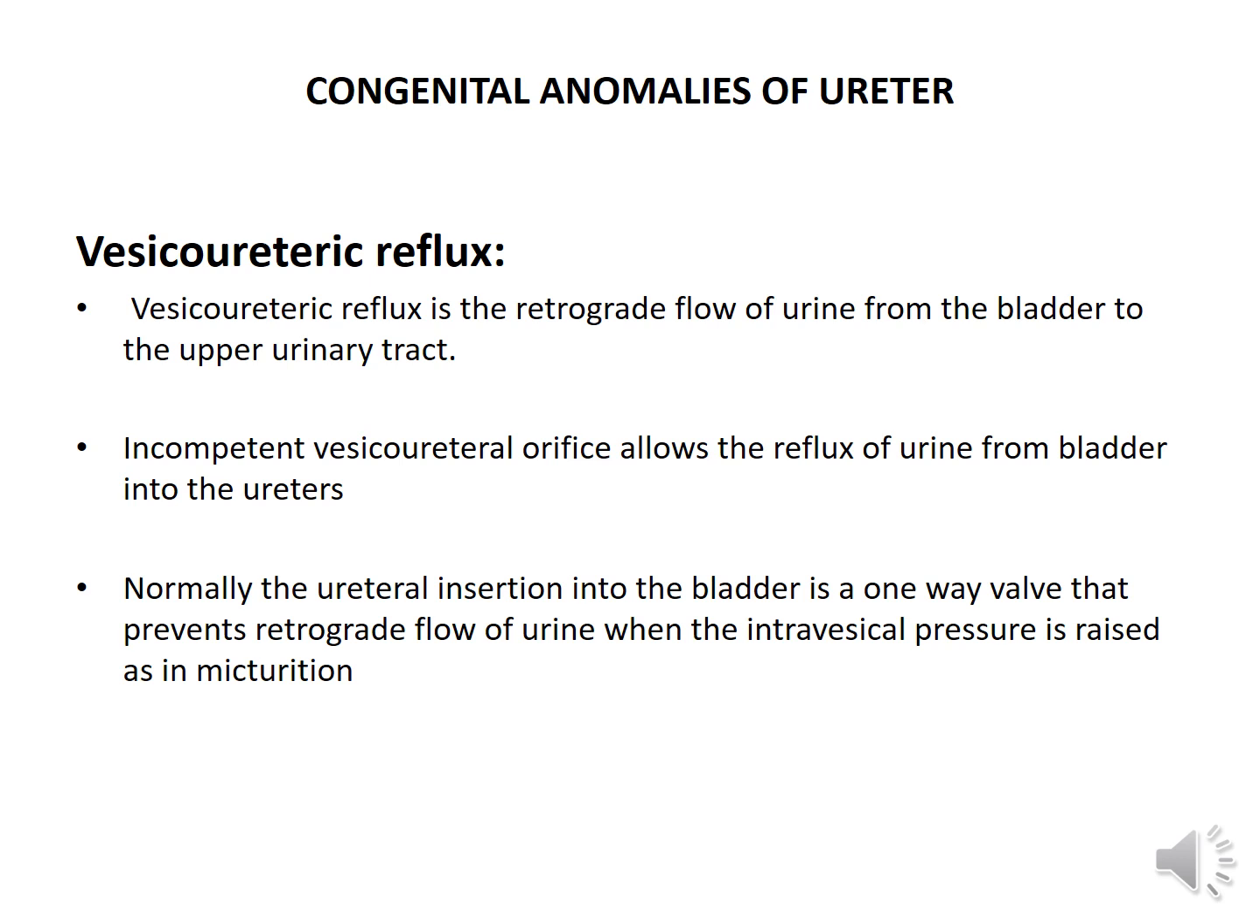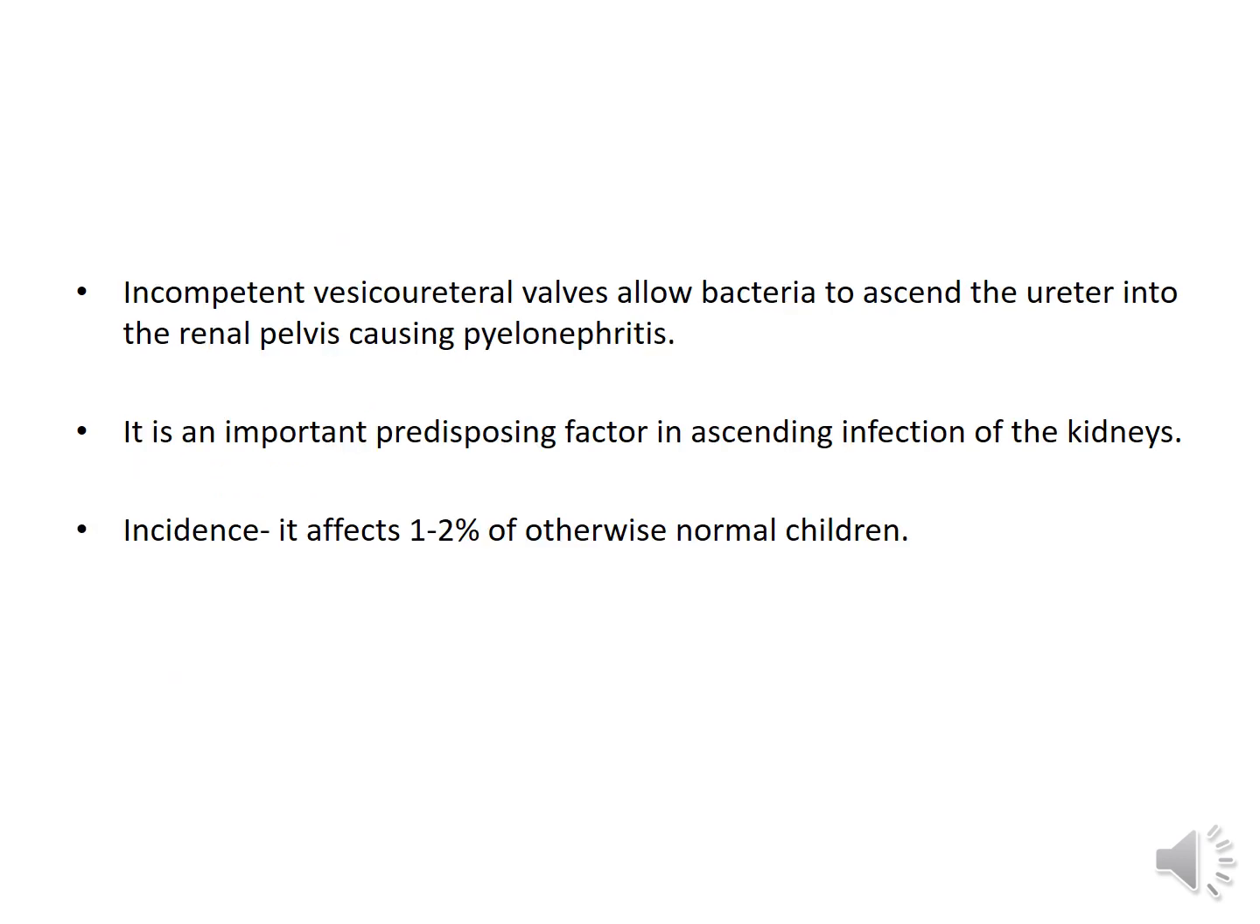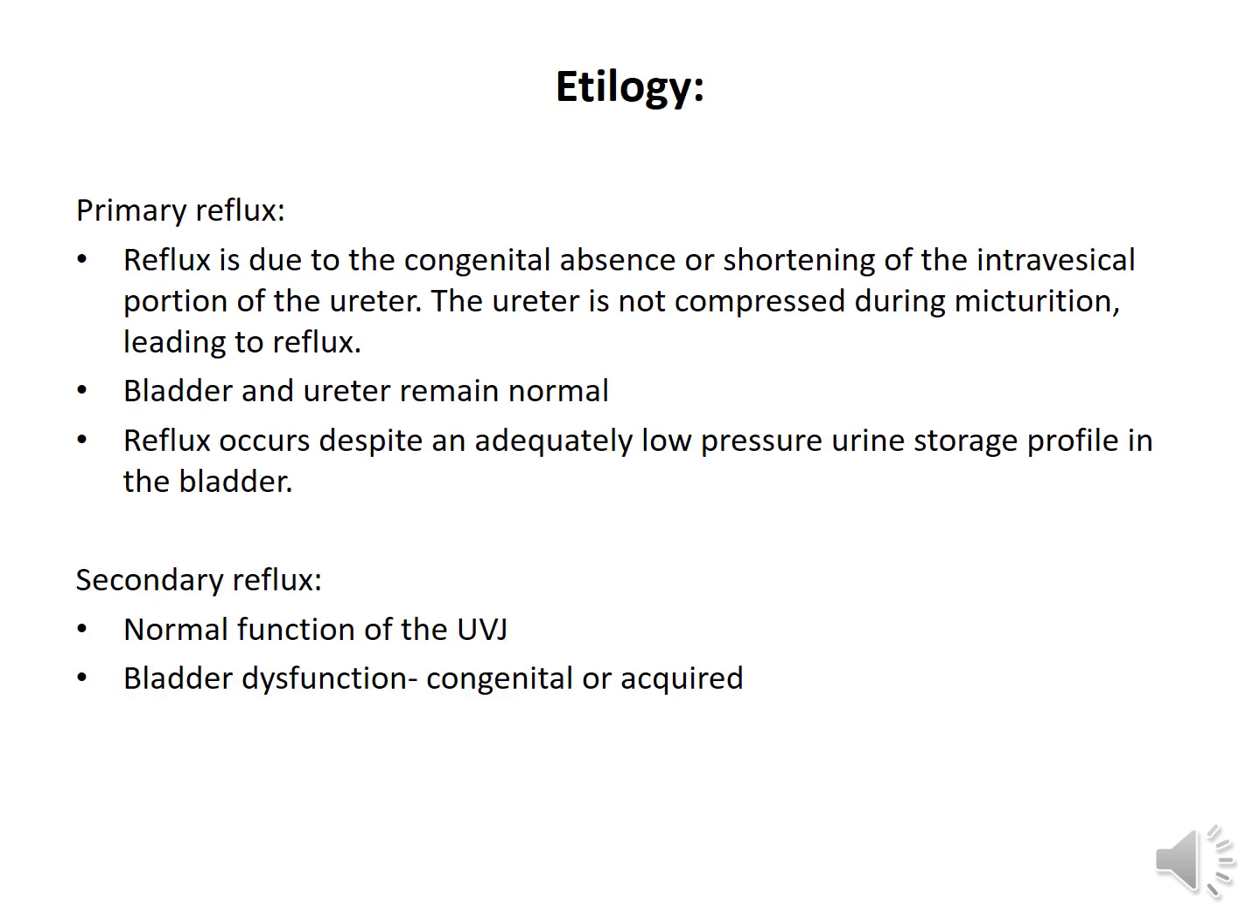Normally, the ureteral insertion into the bladder is like a one-way valve, which prevents the retrograde flow of urine when the intravesical pressure is raised, as in micturition. Incompetent vesico-ureteral valves allow bacteria to ascend the ureter into the renal pelvis, causing pyelonephritis. It is an important predisposing factor in ascending infections of the kidneys. Regarding incidence, it affects about 1 to 2% of otherwise normal children.